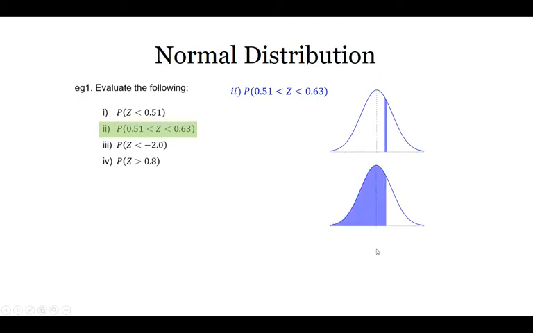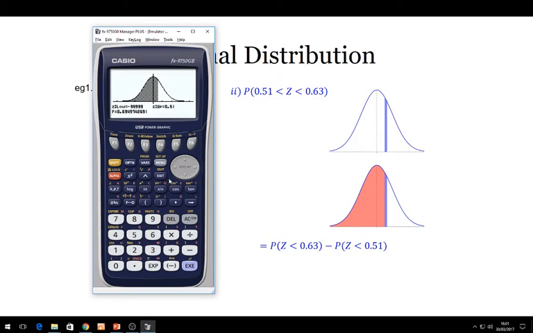So let's just go back. That's less than 0.63. That's less than 0.51, and so the difference is what I'm after. Now, less than 0.63 we can do as we did before on our graphical calculator. So come out of there and change your upper limit to 0.63. Scroll down. Draw. This time it's telling me the probability is 0.7357.